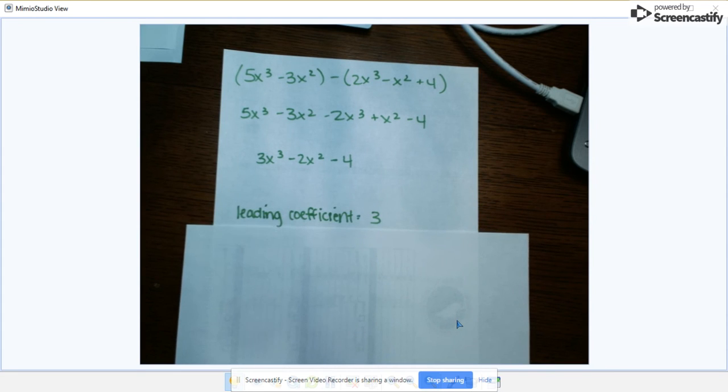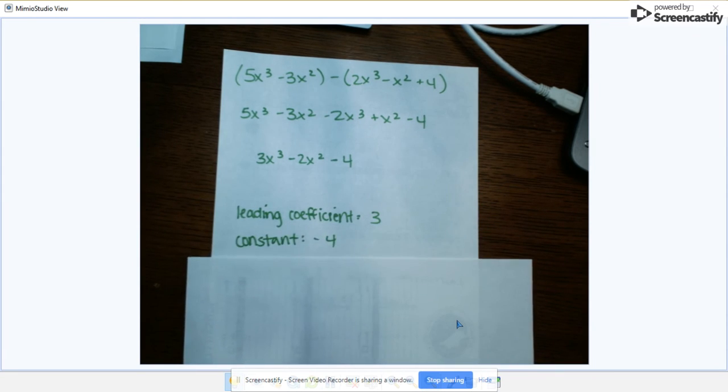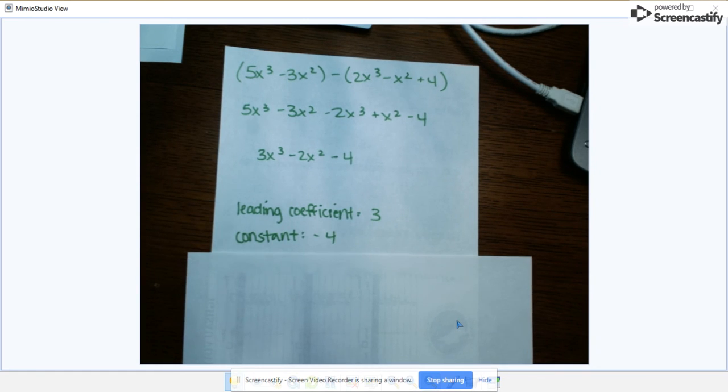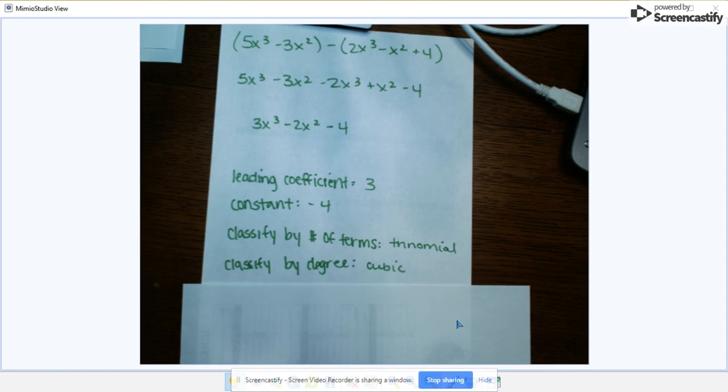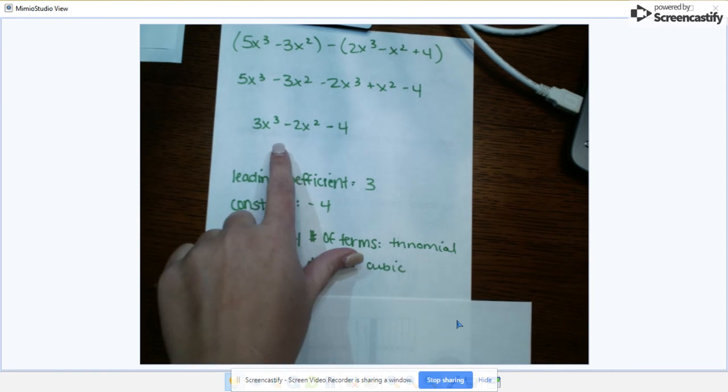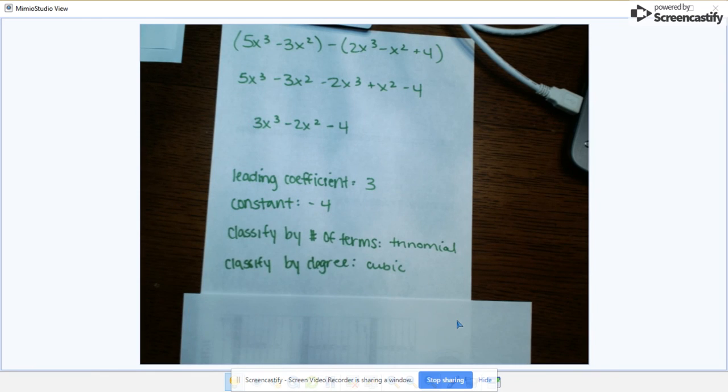So first of all, our leading coefficient would be 3. Our constant is -4. And then if I were to classify it by the number of terms, there's 3 terms, so it's a trinomial. And then classify it by its degree, it has degree 3, so it's a cubic polynomial.